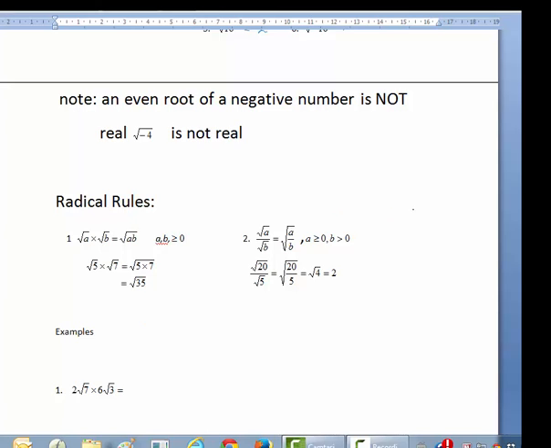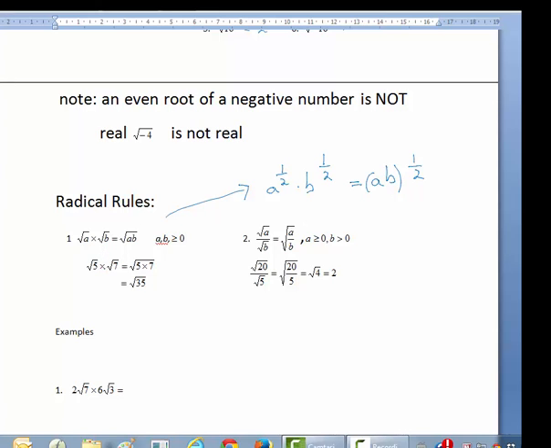Radical rules, and actually they are based on the exponent rules that we've learned previously. Root a times root b is equal to the root of ab. And just to go back to our rational exponent rules, a to the 1/2 times b to the 1/2. We've discussed in class that when the exponents are the same, we can multiply the bases together. So a to the 1/2 times b to the 1/2 is equal to a times b to the exponent 1/2.